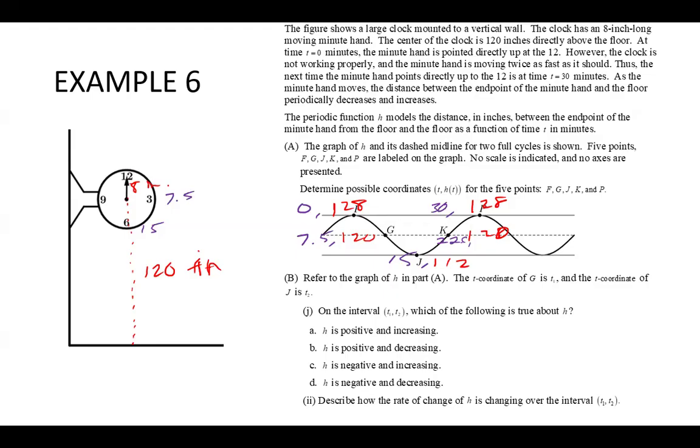On the multiple choice part, it's going to ask you to decide on whatever interval it gives you. So it says on the interval T1 and T2, and it establishes what T1 and T2 is. What is the function doing? So our established T1 and T2 is, let's look up here, from G to J. So from G to J, what is the function doing?